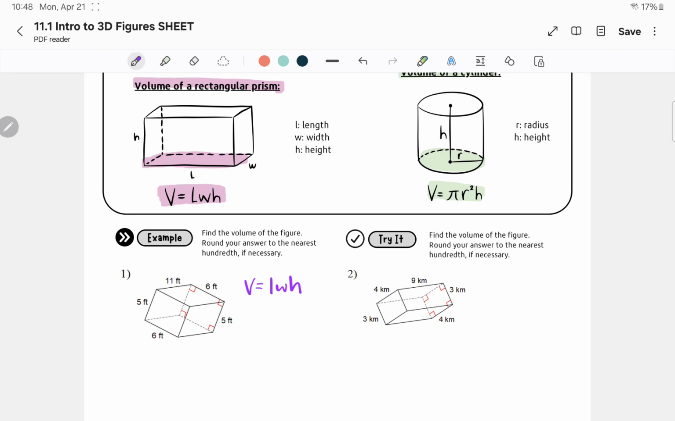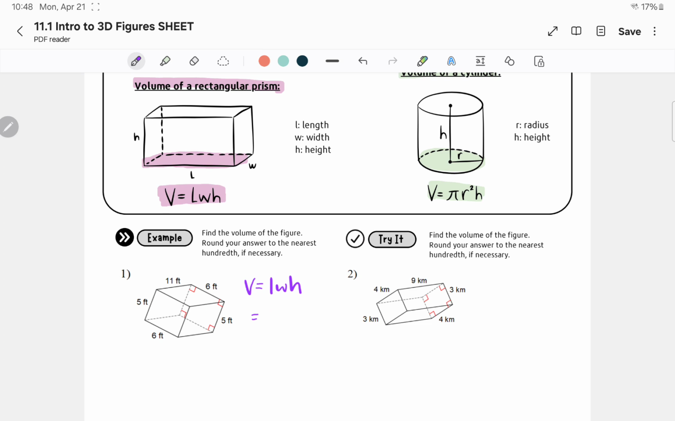Now, does it matter which is the length and the width and the height? No, not really, because it depends on if you just kind of rotate it or turn it. Right now, I think the height is 11. I think the base is 5 and 6, and the height is 11, but I'm looking at it a certain way. If you were to look at it a different way, the height would be 5, or the height would be 6. So really, don't worry about it. Just plug the numbers in.